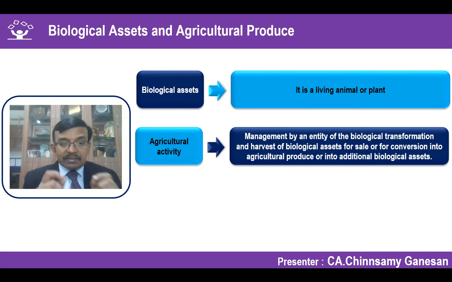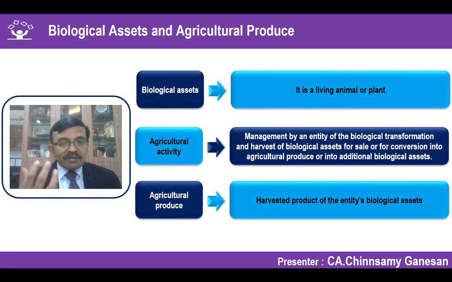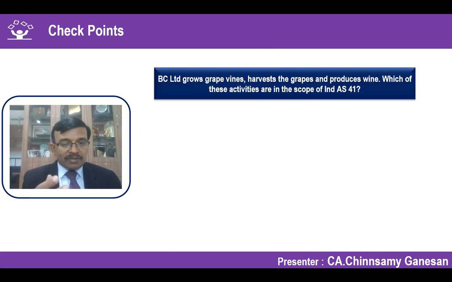So management of the biological transformation is important. Harvesting of the biological asset for own use or sale or for manufacturing an agricultural produce is an important aspect which we have to consider. If this is not there, even if there is a biological asset, the standard will not apply. Now, what do you mean by agricultural produce, which is the harvested product of the entity's biological asset, for which we have seen examples. Maybe we can have some sort of questions to understand.